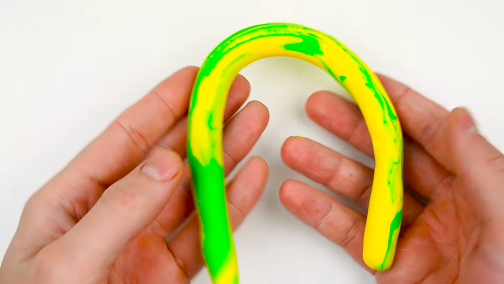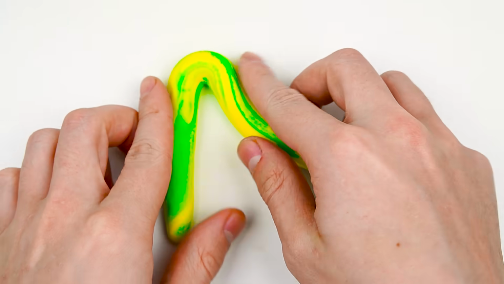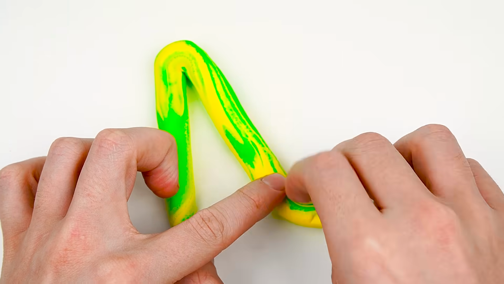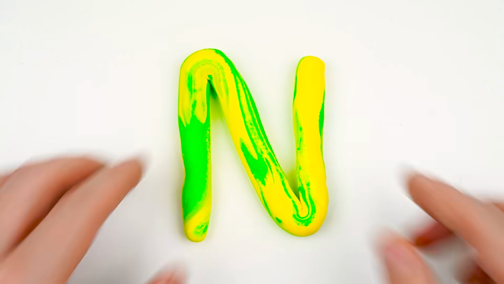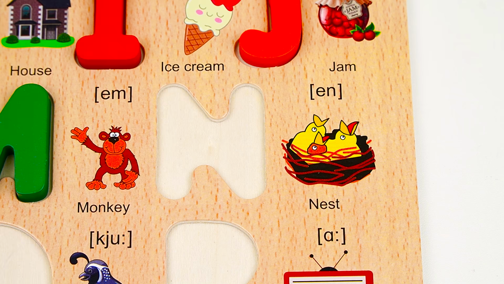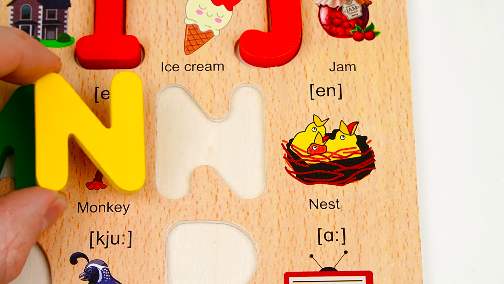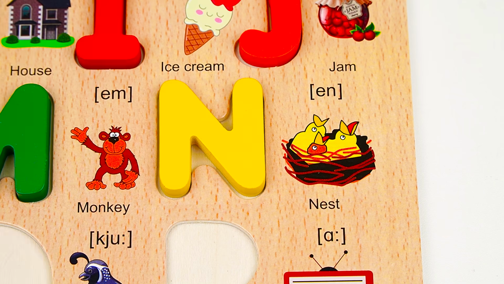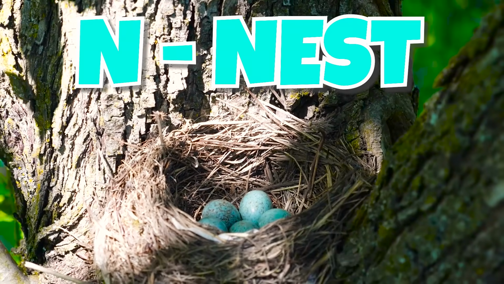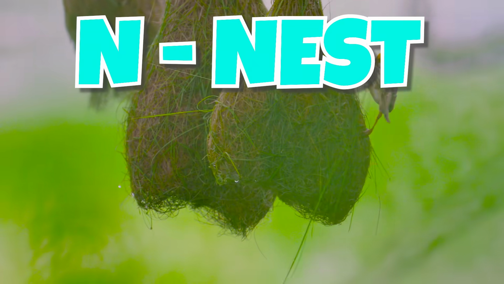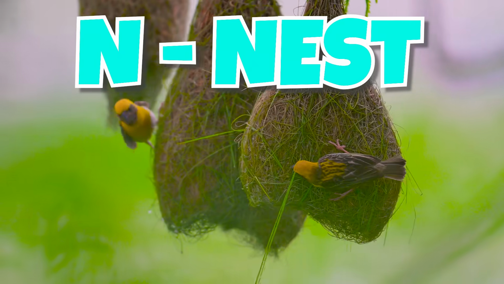M has a close friend, the letter N. It loves going up and down too, see? Here it is! N is for nest. Birds build nests to lay their eggs. N, nest. By the way, different birds make different nests. Just check out these ones.